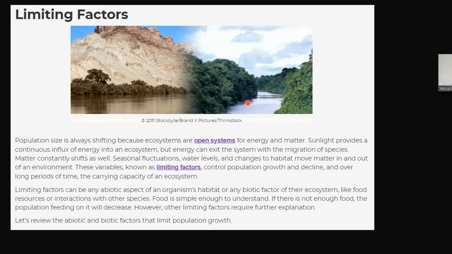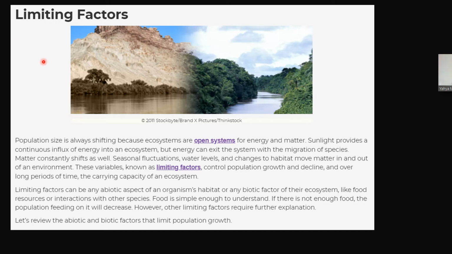Now, when you have a population in an area, the population's number is controlled by what is called a limiting factor. So, for example, let's suppose you have some horses. Horses need two things: food and water.